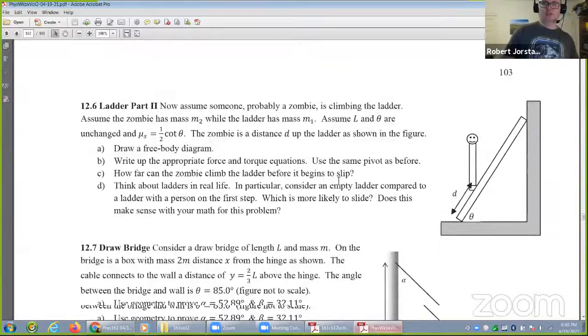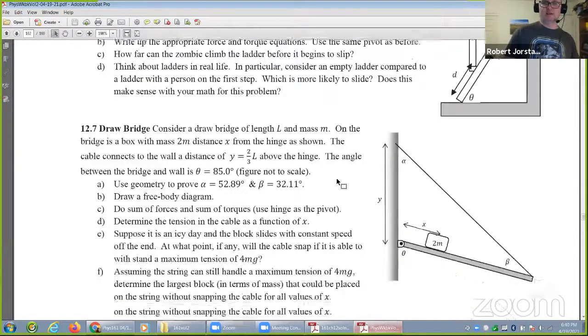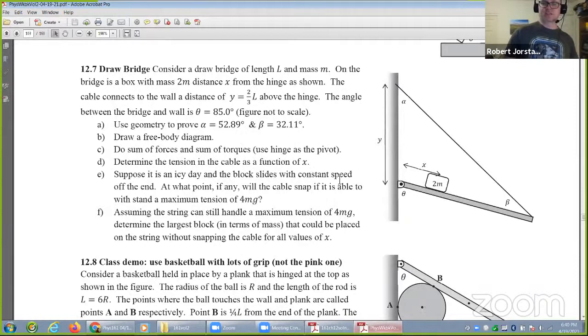All right. So that's the zombie ladder. I want to talk about this one, 12.7, and we'll call it good. Then next time we're going to pick up on these ones that have cylinders on it. Or spheres or something. So 12.7. In this case, I'm going to write this down. You take a second to look at it.